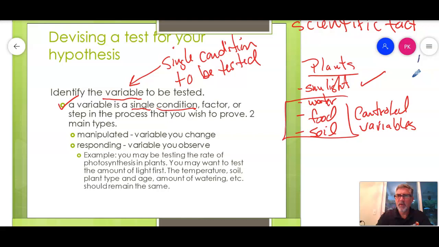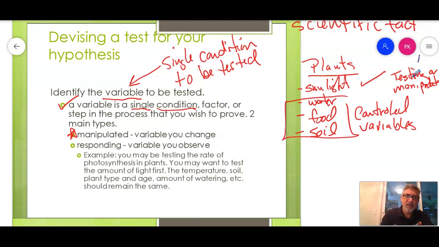Right? And this right here would be the testing or manipulated variable. So that becomes my manipulated variable. So that's the variable I'm going to change. I could put plants in direct sunlight. I could put plants in the middle of a room where they get a little sunlight. I could put plants in a dark closet where they get no sunlight. And that would be my manipulated variable. But all the plants would get the same amount of water, same amount of food, same amount of soil.